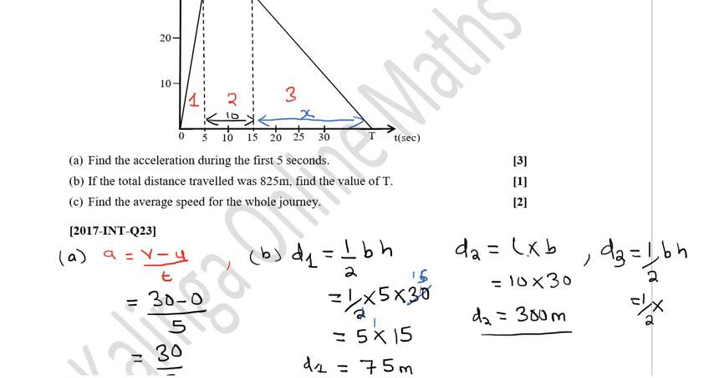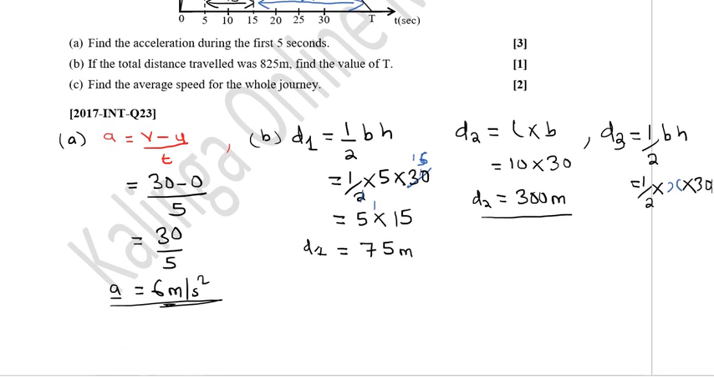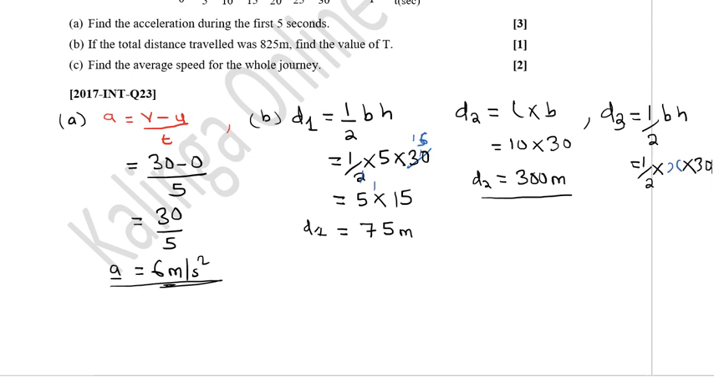So for now, my base is going to be x. So I'll write x there. So half times x, then times what? Our h. Our h is the height, which is 30. So let me just write this one again. I know you may not have seen it.